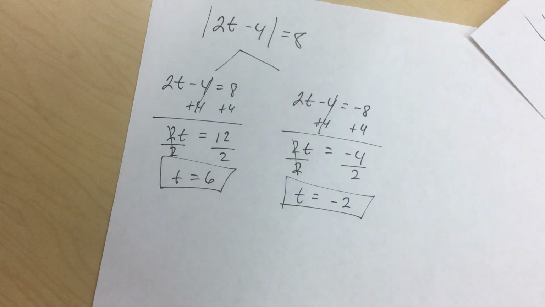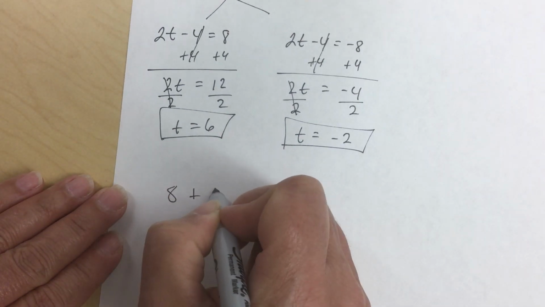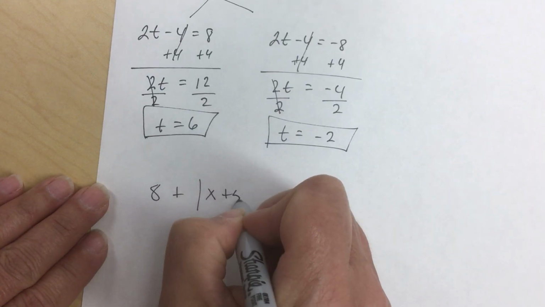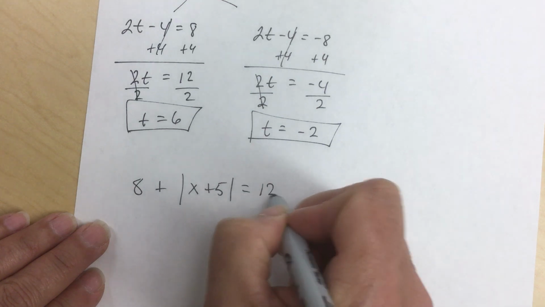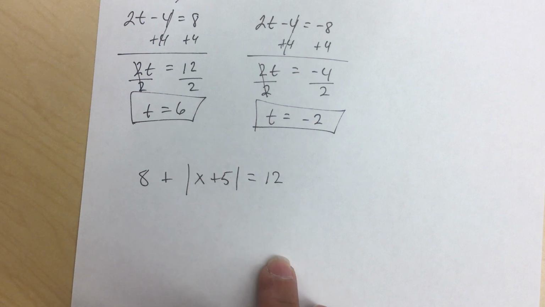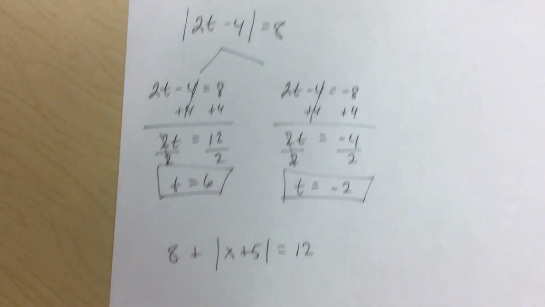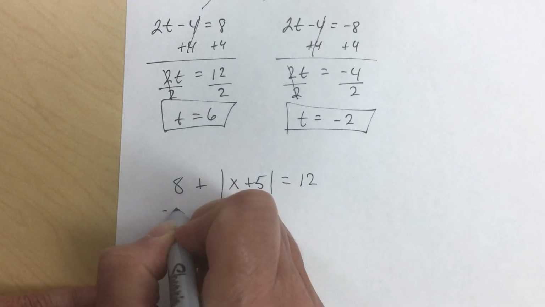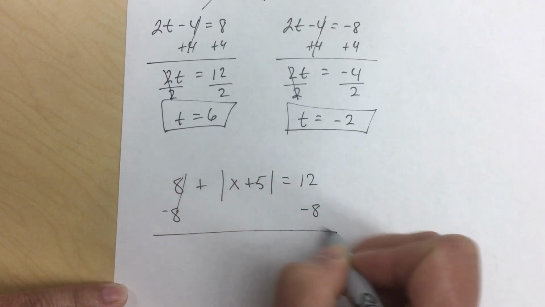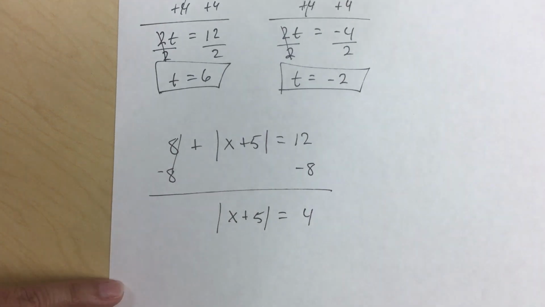You might have something on the outside. Where's an example for that? They don't give you one, but I know there's one in your homework, so I'm going to give you one. Let's say you have 8 plus the absolute value of x plus 5 is equal to 12, okay? You need to get your absolute value alone first. Don't break this up, okay? You've got to wait and get the absolute value alone before you can break it up into two equations. So I need to move this 8 over. So I need to subtract 8 from both sides. So that gives me the absolute value of x plus 5 is equal to 4. 12 minus 8 is 4.